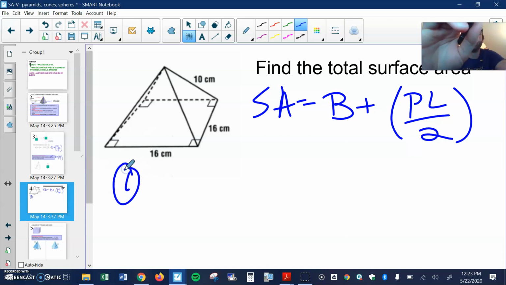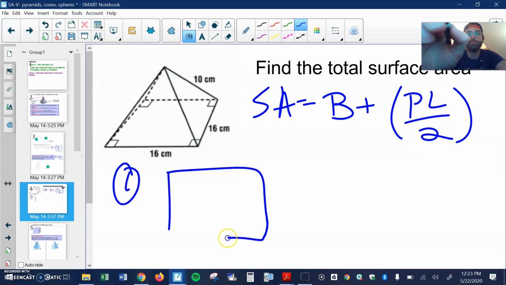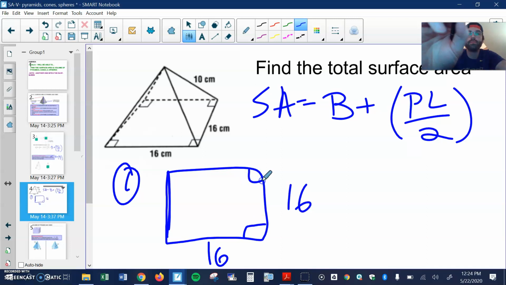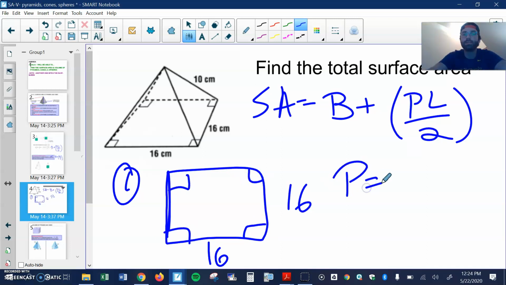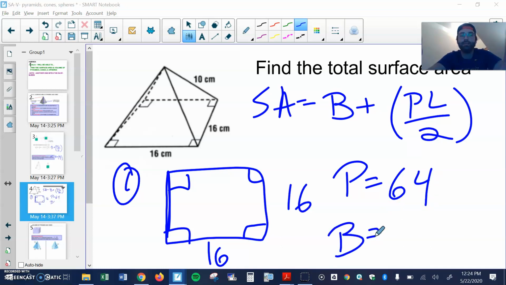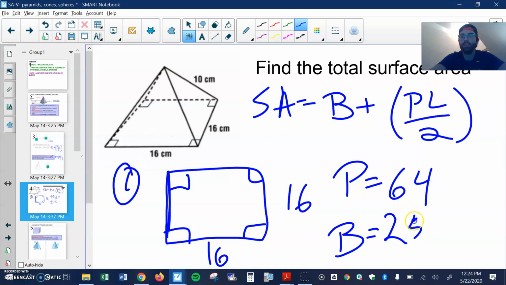So our first step in this one is to draw our base. Just like with our prisms, we want to draw the base. The base is 16 and 16. These are right angles, so this is a square. Find the perimeter of my base, my capital P. Well, it's 16 times 4, which is 64. To find the capital B, the area of my base, it's 16 times 16, which is 256. Sorry, I got a little jumpy there.